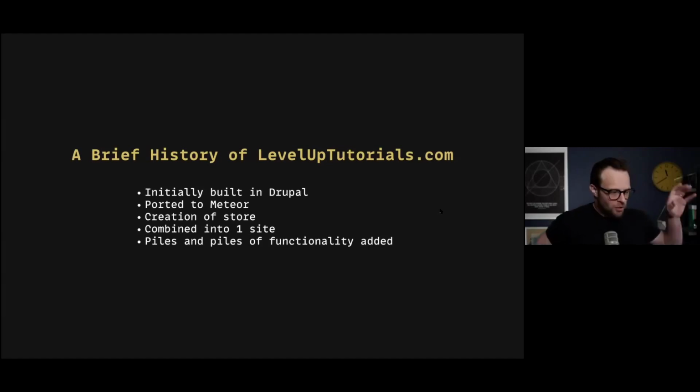And there were also two separate sites. There was a store.leveluptutorials and a leveluptutorials.com. Both of those sites existed as entirely separate entities, and they were eventually combined into one. So as you can see, this is a pretty standard life cycle of many projects, right? It changes and changes and changes. Next thing you know, you have piles of functionality added on top of piles of functionality.